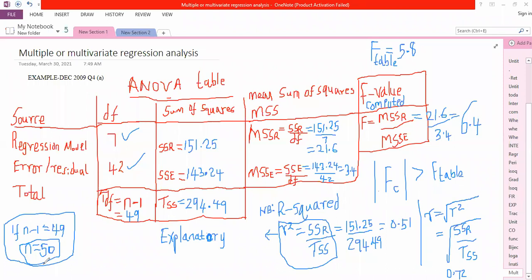Part number 3. Test the significance of each variable in explaining the level of job satisfaction among the employees. And you are told to use the significance level of 5%. Before we test, we need to find out what is the t statistical value for each of our independent variables. This is something that we did in the bivariate analysis where we had only one x, but now we have so many variables. So for each we need to do a test.